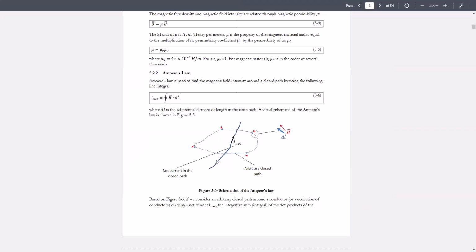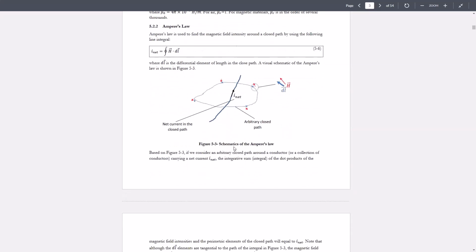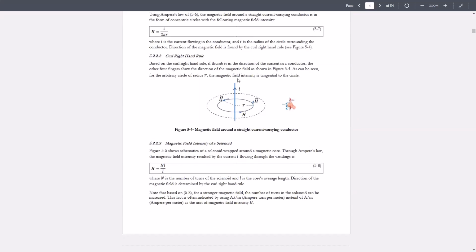So this is basically an arbitrary path. It doesn't have to have any special shape. But for certain geometries, you would find that this law can be very useful in terms of determining how much magnetic field intensity you have around the conductor. So for our special case of a conductor that is straight without any bending, we should have these H's in these closed paths around it in the form of circles. So at each point, these are concentric circles around this conductor.